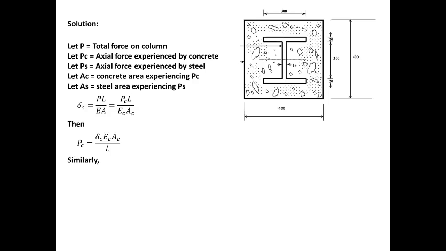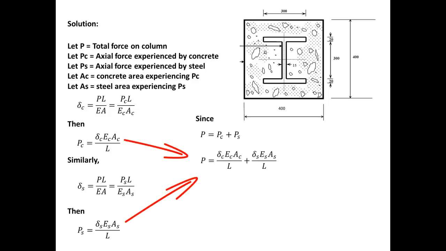Similarly, we can use the same methodology to do the part for steel. So the shortening in steel will equal Ps times L over Es times As. And we can solve for the force on the steel, delta s, Es, As over L. Now, we know that P is the total force, so it's a combination of the force on concrete and the force on steel. So we just substitute whatever we know for Pc and Ps, but we know also that the shortening experienced by concrete should be the same as the shortening experienced by steel, since it's a composite column.